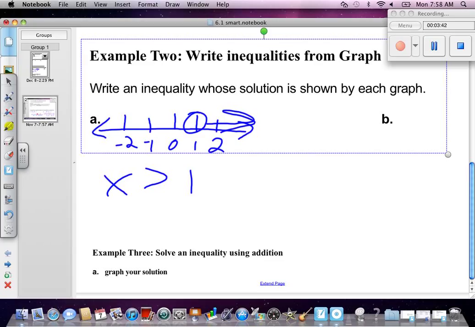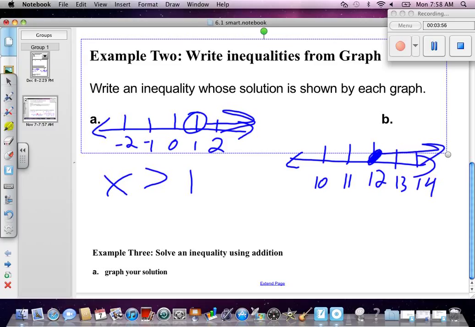Why don't we try the next one on our own? We've got this lovely number line. We've got 10, 11, 12, 13, and 14. Closed circle over 12, and it's pointing this way. So you should be able to answer this one on your own. Everybody should be trying.